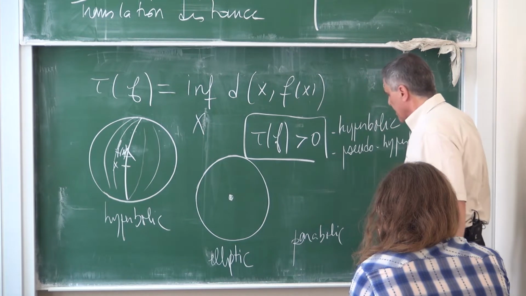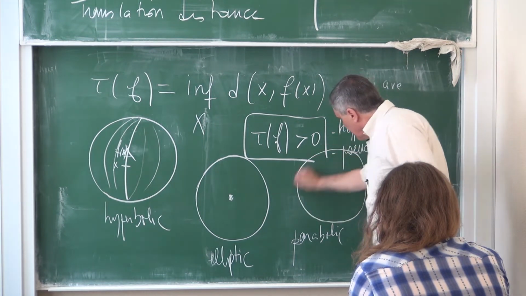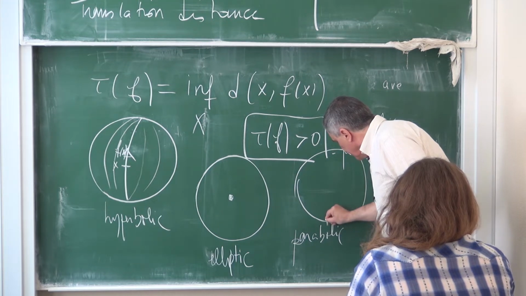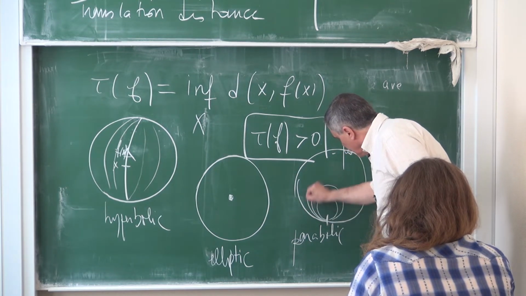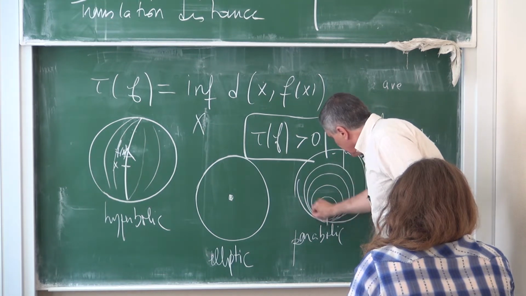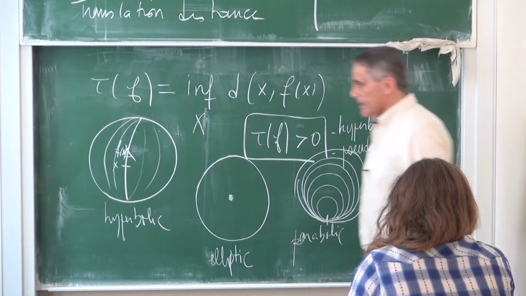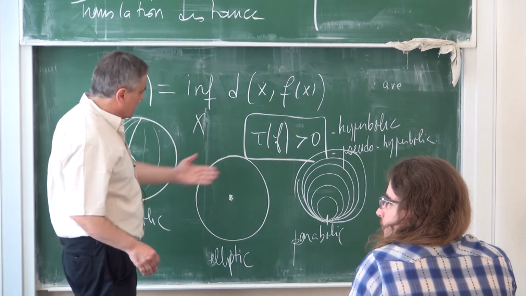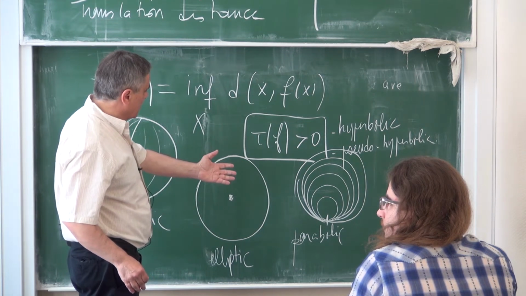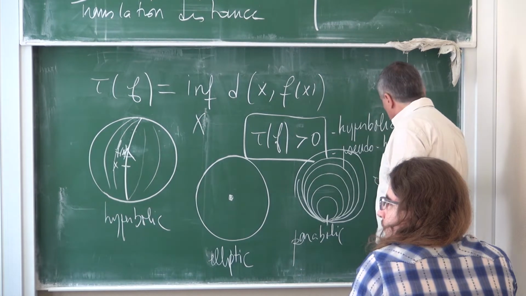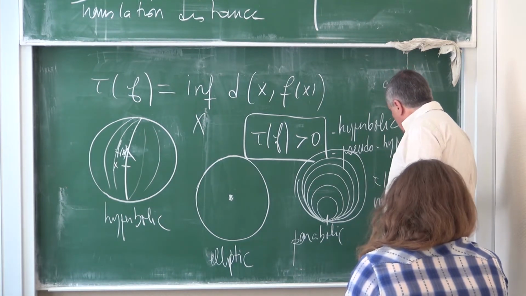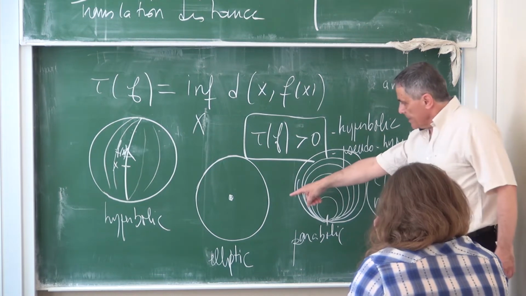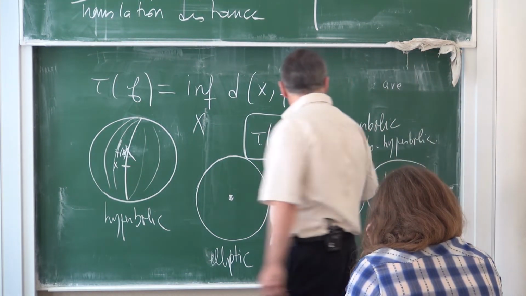And then we have the parabolic elements, where you have one fixed point and the horocycles are preserved. We talked a lot about this horocyclic foliation. So this is a case where tau of f is 0 and not attained. And the elliptic case is where tau of f is 0 and attained. So here it's not attained.